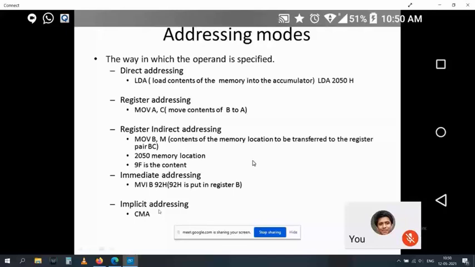This is register addressing. Then there is another type, that is indirect register addressing. That means I'm addressing it with the memory location. That is MOV B,M. M is the memory location. Move the content of the memory location to the register pair BC. Memory location is 16-bit. So from there I have to come to this register pair.